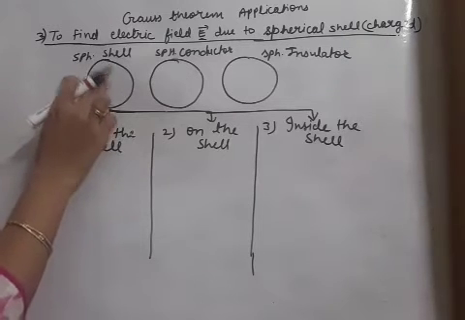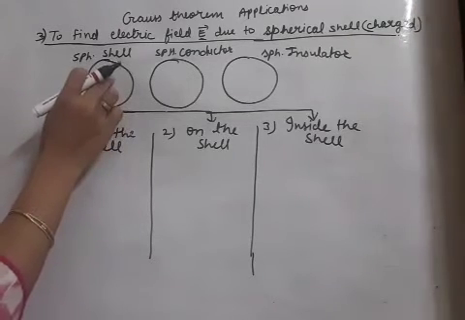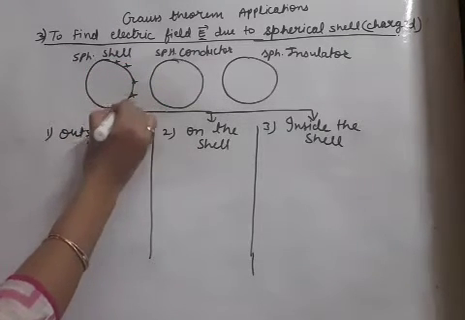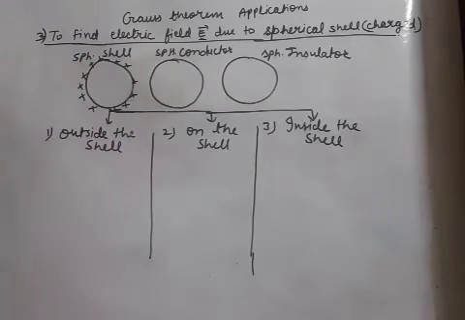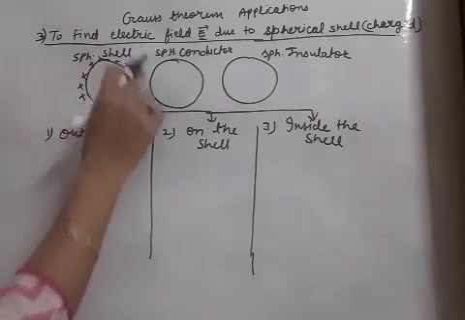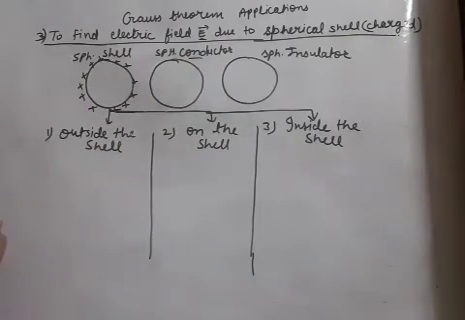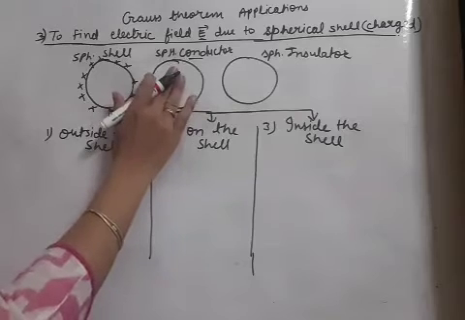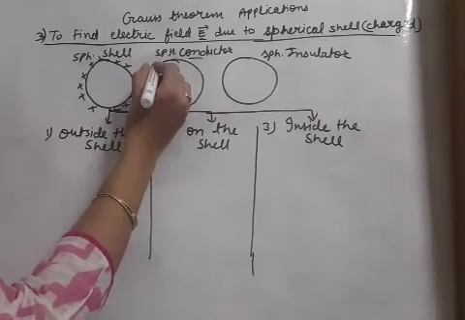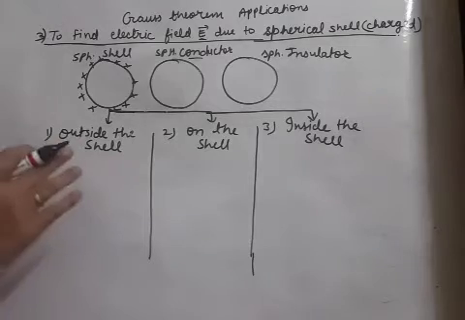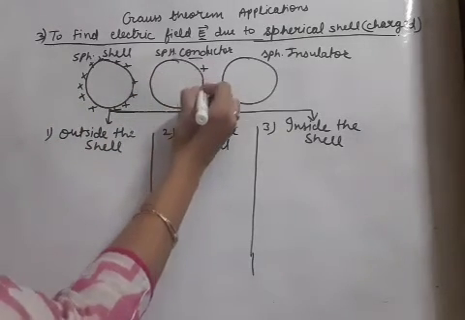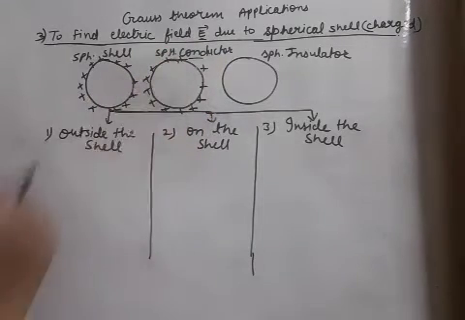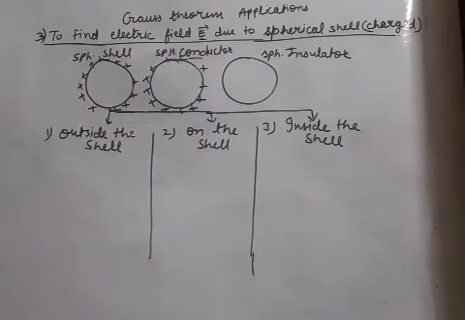Spherical shell. Shell means the one which is hollow from inside. So if any charge is given to it, it will remain only on its surface. In the same manner, spherical conductor, solid conductor. Now solid conductor is not hollow from inside, but as the charge will be given to it, because in the conductor the charge can move, due to repulsion, the charge will again come to the surface.